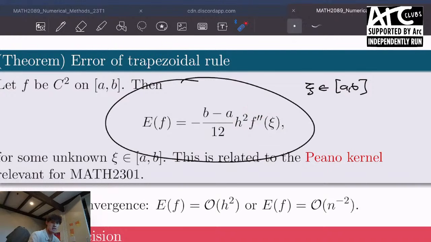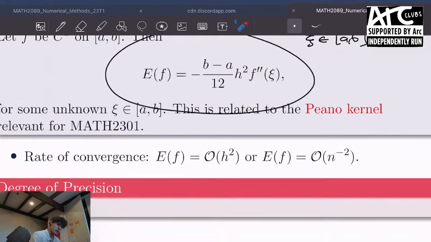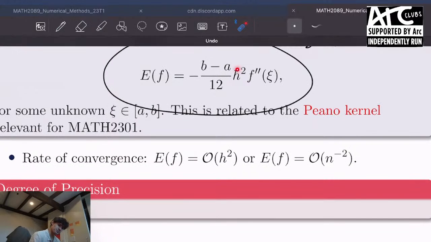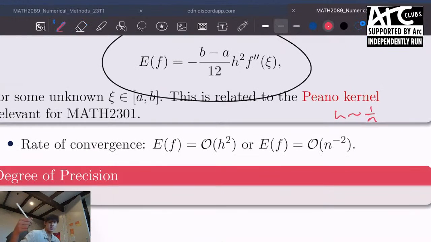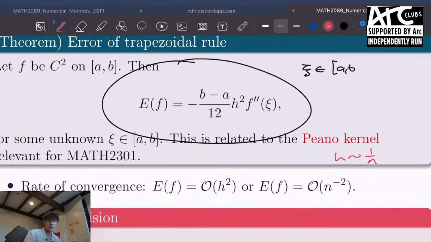So notice that it's related to h squared. That means that the rate of convergence for this is actually O of h squared, which is because h is related to 1 on n, that means it's O of 1 on n squared. So as we change h, it is related to the square of h.